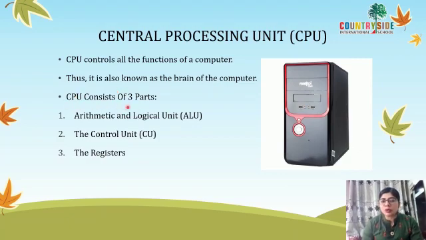Now, the CPU also has three parts. One is the arithmetic and logical unit. Second is the control unit. Third, the registers. They are available inside this box. ALU, that means the arithmetic and logical unit, does all the arithmetic and logical calculations. Then it passes the result to the control unit, and the control unit passes it either to the display area, that means the output, the monitor screen, or if we want to store it, then it stores it in registers.